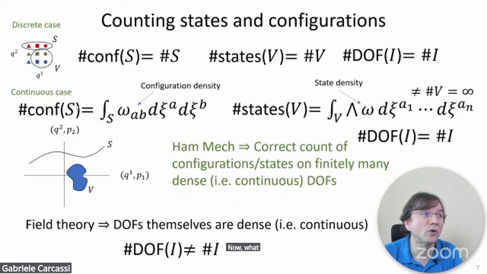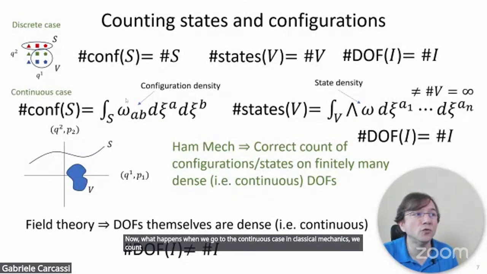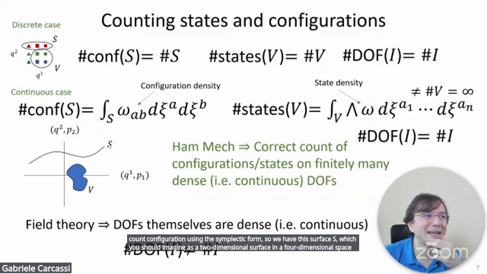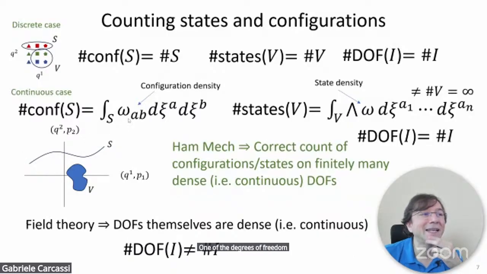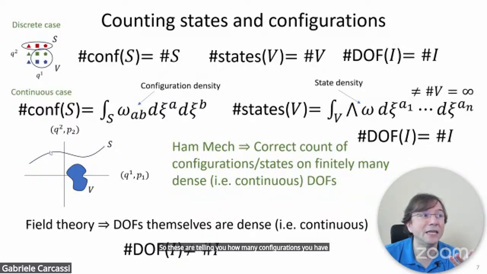Now, what happens when we go to the continuous case in classical mechanics? We count configurations using the symplectic form. So we have this surface S, which you should imagine as a two-dimensional surface in a four-dimensional space, which is basically a constraint on one of the degrees of freedom. And the way that you count how many configurations you have is you basically do the surface integral of the symplectic form. This tells you how many configurations you have in this piece of surface.